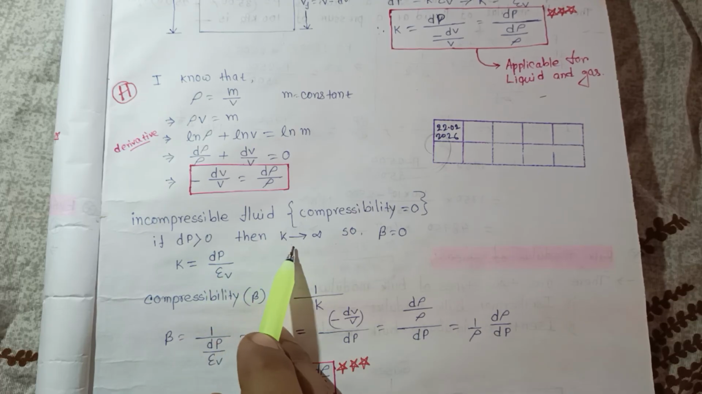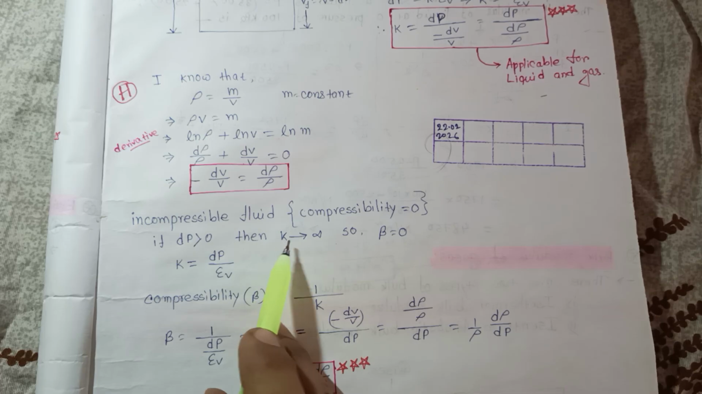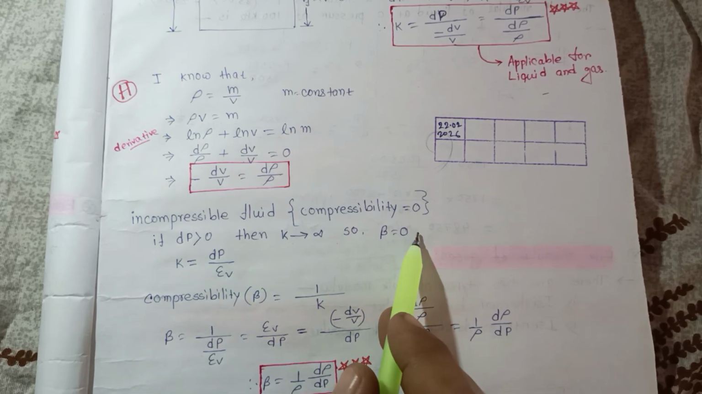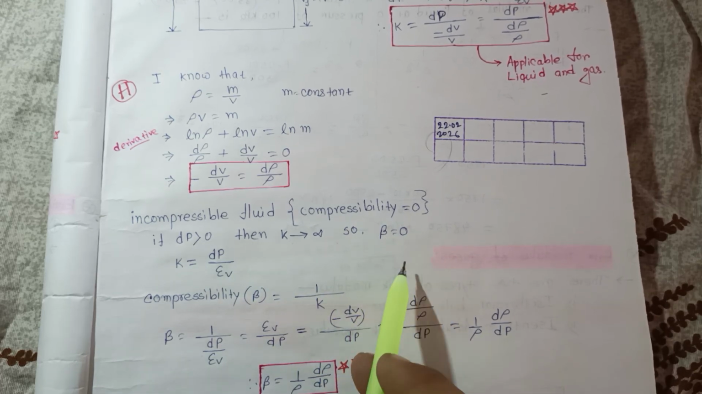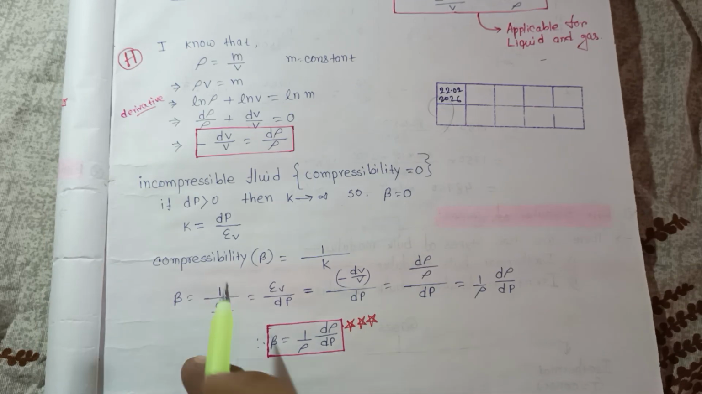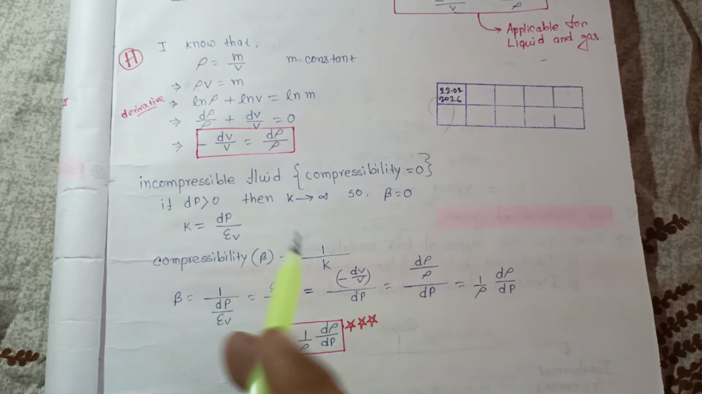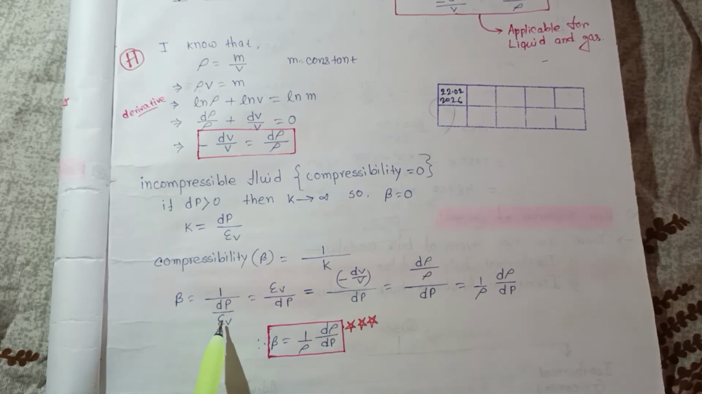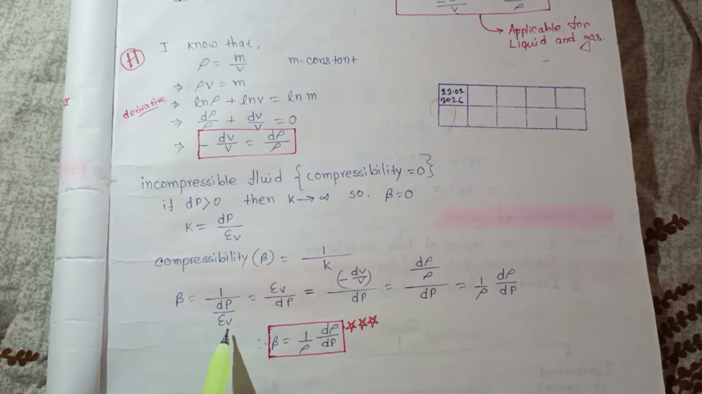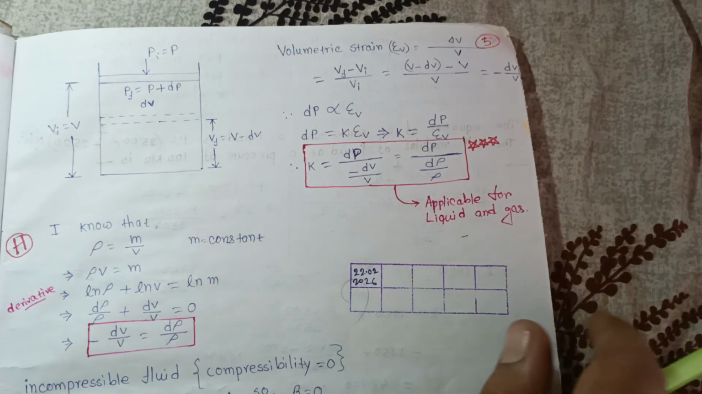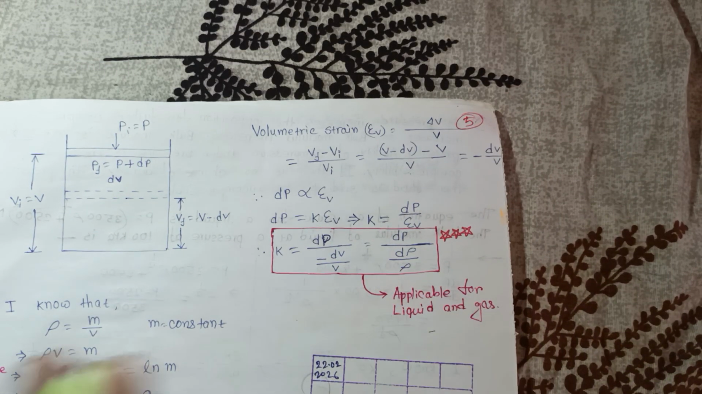Incompressible fluid means the bulk modulus K tends to infinity, and if the bulk modulus is infinite, then beta equals 0, because beta equals 1 by K, we know that, okay. So compressibility beta equals 1 by K. What is K? That is dP by minus dV by V.